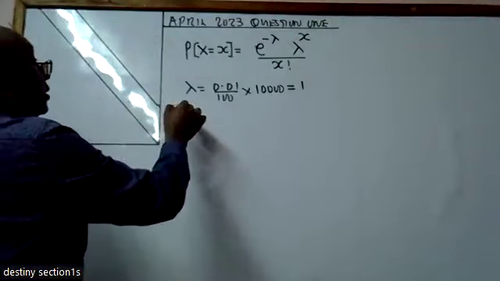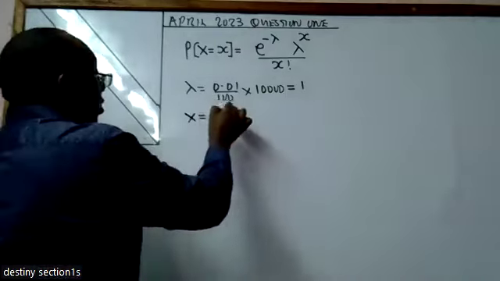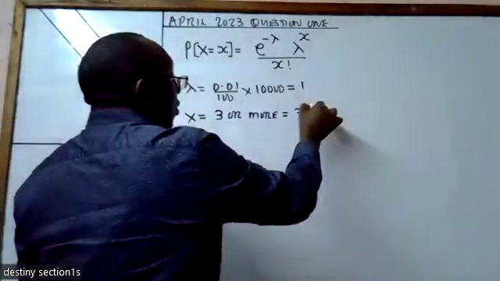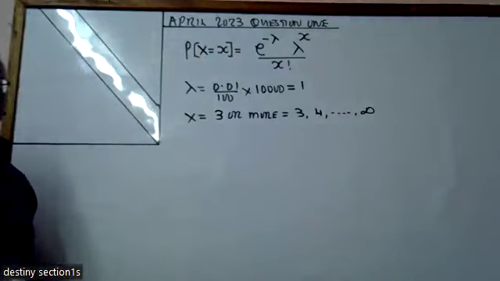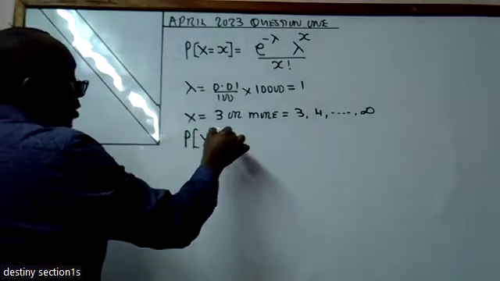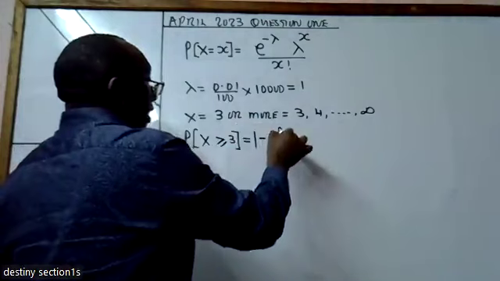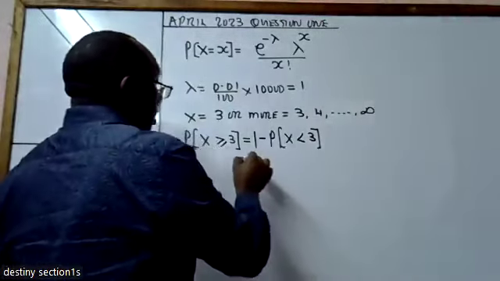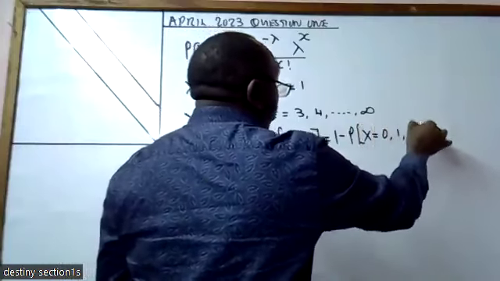So X, we are told, is three or more. When you are told three or more, we exactly mean three or four or all the way up to infinity, which we do not know. Because that would be so big, we can say probability of X being greater than or equal to three can as well be handled as 1 minus probability that X is less than 3. What we mean is that this will be 1 minus probability that X is either 0 or 1 or 2.